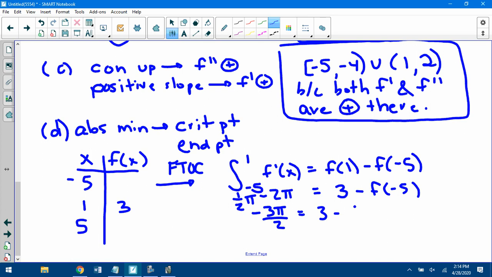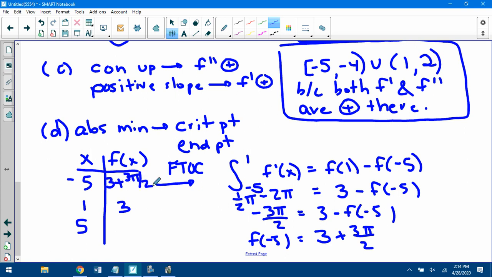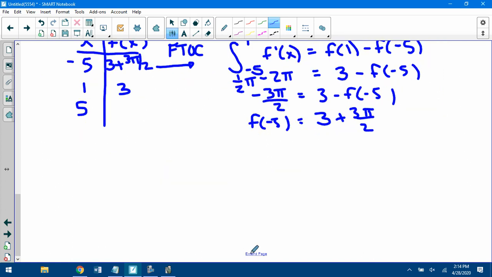Equals 3 minus f of -5. And if I solve for f of -5, I'm going to move this over here. F of -5 equals 3 plus 3 pi over 2. Now, if you have a calculator, you can use that to compare, but if I'm looking for the absolute minimum, is that going to be smaller than 3? Obviously not, because I'm adding something to it. So it's not this one. Just got to do this last one now.